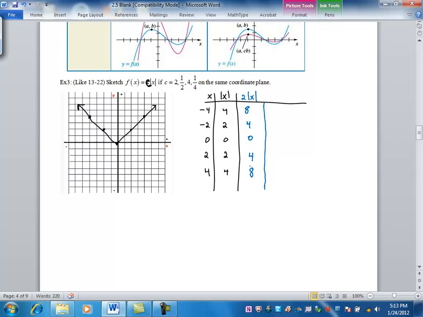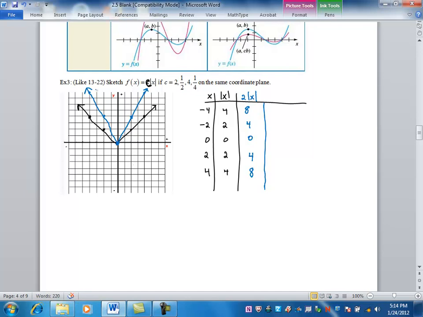So now we've got -4, 8, 5, 6, 7, 8. We've got left 2, up 4, left 2, up 4. 0, 0 is still right there. Right 2, up 4. And then right 4, up 8. And so hopefully you can see that stretching there. I've taken the black and I've pulled them both up, and in doing so I've brought the two sides of that function a little closer to the y-axis.